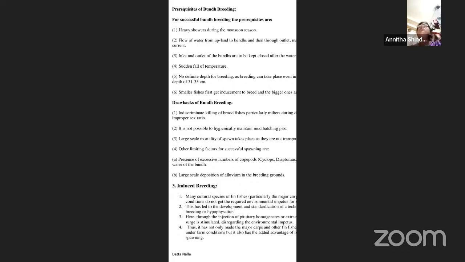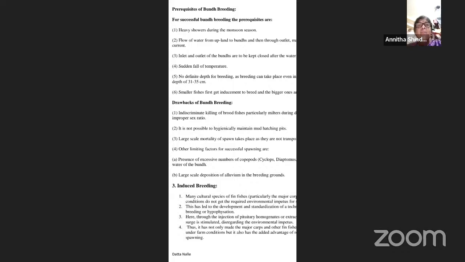Okay, because the ratio should be one female and two males. It should always be in 1:2 ratio. If you have more number of males and fewer number of females, then that ratio will not work out. So always see that the ratio should be 1:2.